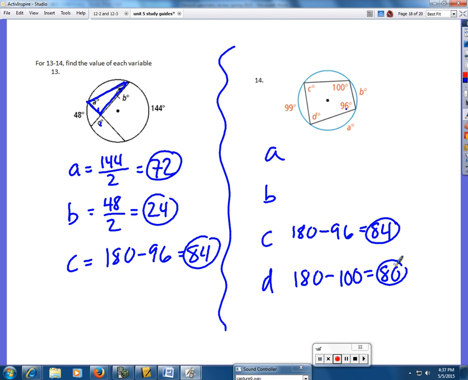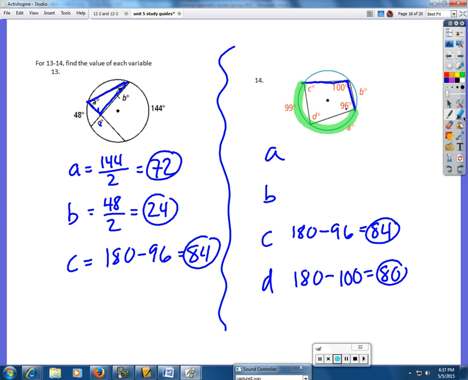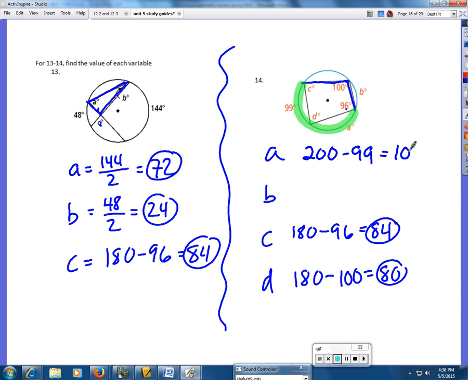Now, it gets a little more complicated when I need A, because I need an arc, and for B, I need this arc. This angle intercepts this arc here. Okay, so I'm going to put this arc on there, and I want to find this measurement. Well, this arc has to be double this angle. So this whole thing is 200. So A is going to be 200 minus 99, which is 101.